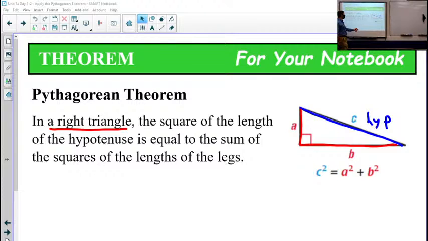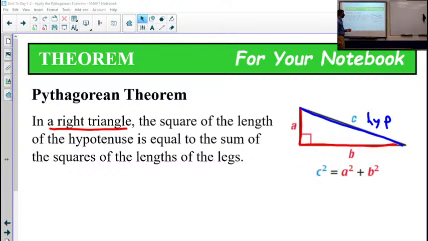Because that's always going to be my c, and it's going to go on the left side of the equation. So that's how you tell what c is. And then the legs, the a and the b, are going to go on the right side. So picking out the hypotenuse is the first thing we're going to be doing on each of these problems.